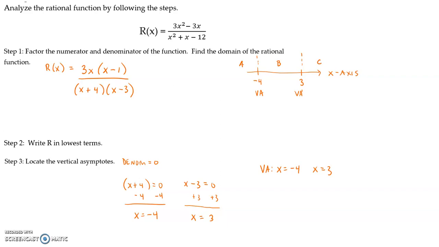So those are the values we're allowed to use in our domain. So our first interval here is going to be from negative infinity to negative 4. We'll go ahead and put a parenthesis on that 4 since that's where we have an asymptote. Our middle interval, which is interval B, is going to go from negative 4 to 3. And then our last interval, which is where you see the C, is going to go from 3 to positive infinity.